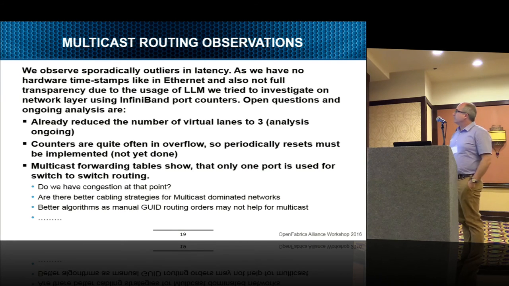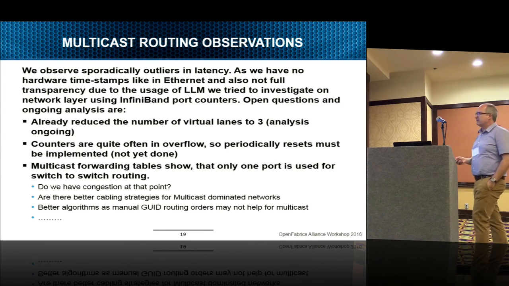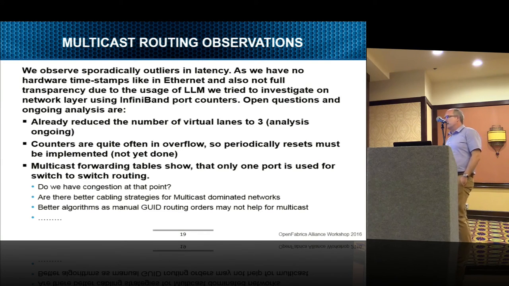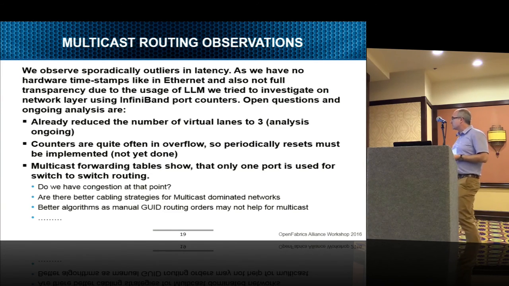At some point we did something to get things better. As we have only one kind of traffic, we reduced the number of virtual lanes. Whenever we have, in a multicast network, a possible point of congestion somewhere due to too much traffic on a port, we said, okay, we don't need all of these, so we reduced this already to 3. Whether this has had some real impact, it was not long ago that we really changed this.